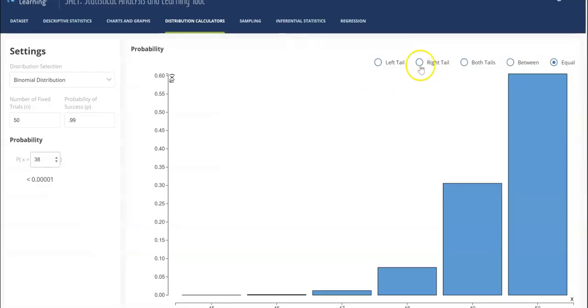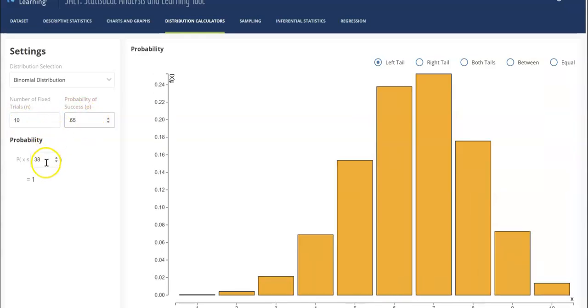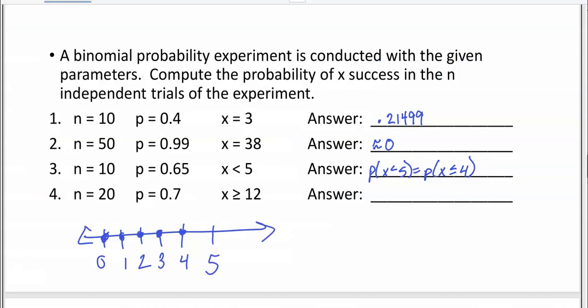And to use SALT, those are really our only options. Notice that equal to there, we can't change that. So we have 10 trials, the probability of success is 0.65, and we are going to look at less than or equal to 4. We're going to get 0.09493.